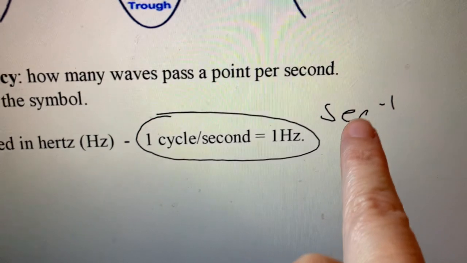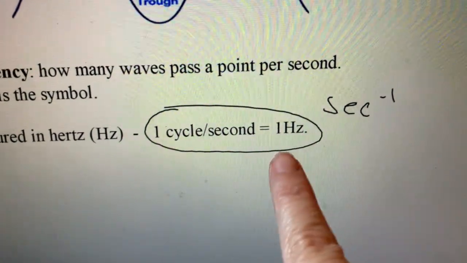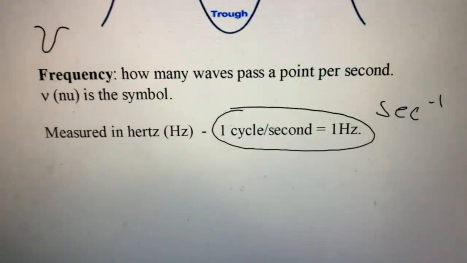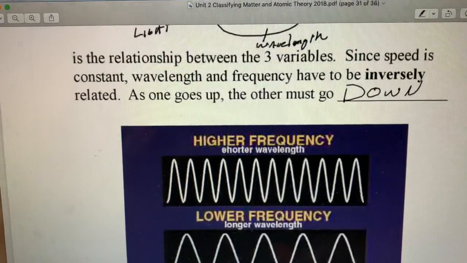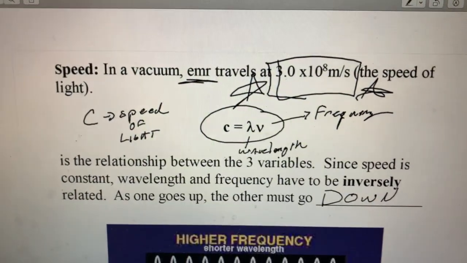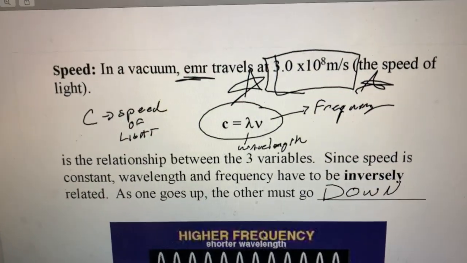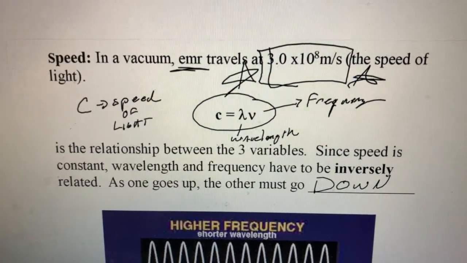A hertz is also second to the negative 1. All right, so those are interchangeable. Okay, so let's look at the relationship between wavelength and frequency. Before that, let's talk about speed, because we have to talk about how fast these light waves are going.